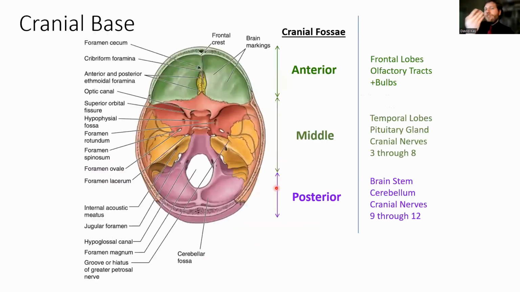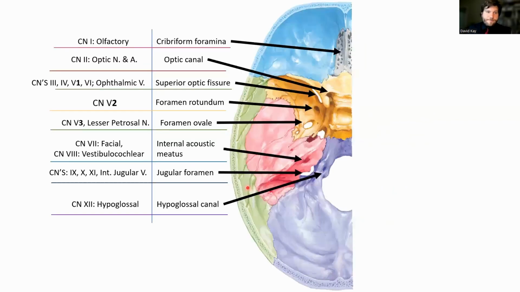Now, what we're going to do is we're actually going to flip the skull over, look at it from above, from the superior aspect. We can identify three cranial fossa: the anterior cranial fossa, upon which sits the frontal lobes and the olfactory tracts and bulbs; the middle cranial fossa, which is made up of the temporal and sphenoidal bones, and it cradles the temporal lobes, pituitary gland, and cranial nerves 3 through 8. And last but not least, the posterior cranial fossa, which houses the brainstem, cerebellum, and cranial nerves 9 through 12.